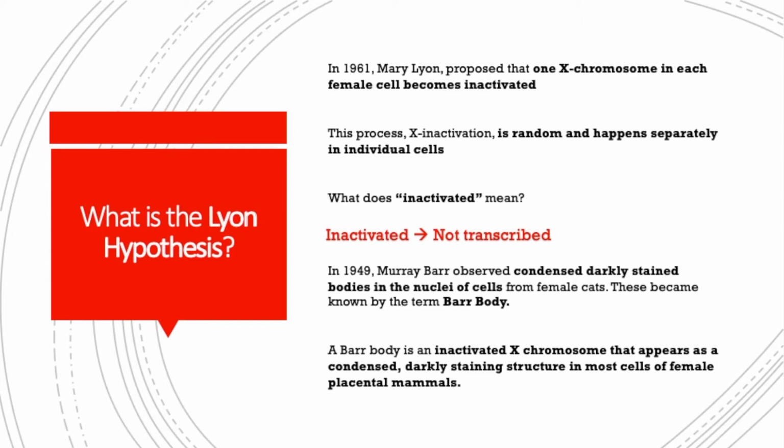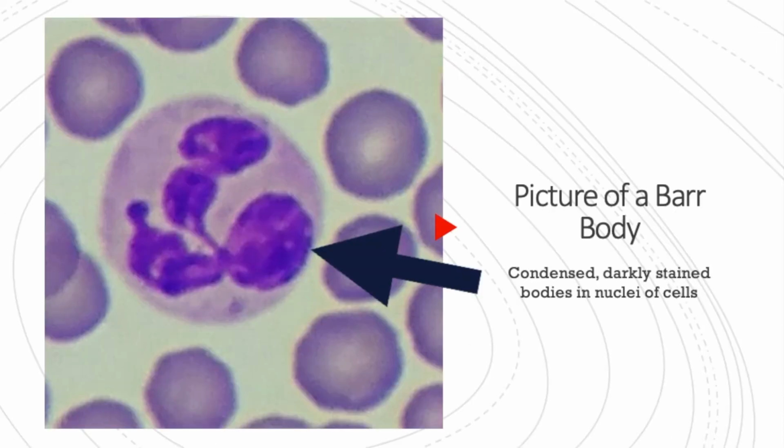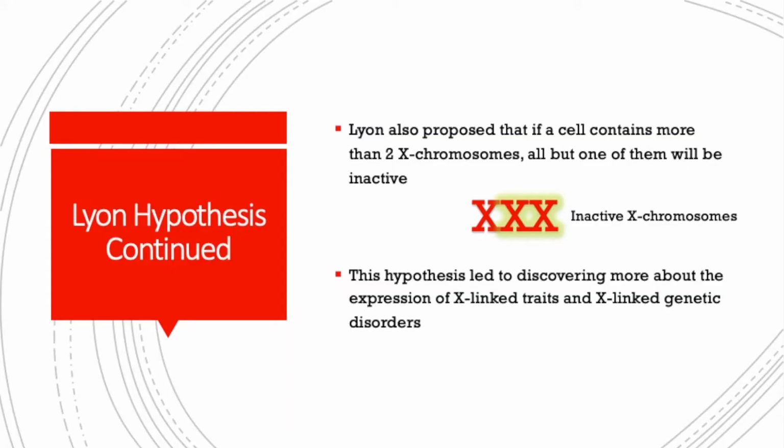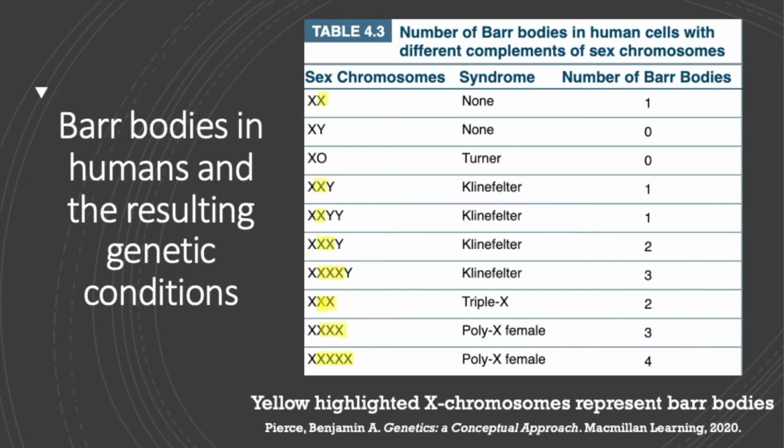A Barr body is an inactivated X chromosome that appears as a condensed, darkly staining structure in most cells of female placental mammals. Barr bodies are what Mary Lyon was referring to when she proposed that one X chromosome becomes inactivated. The Lyon hypothesis also proposed that if a cell contains more than two X chromosomes, all but one will be inactive. This hypothesis led to discovering more about the expression of X-linked traits and X-linked genetic disorders. Here are a few examples of Barr bodies in humans and the resulting genetic conditions from these inactive X chromosomes.